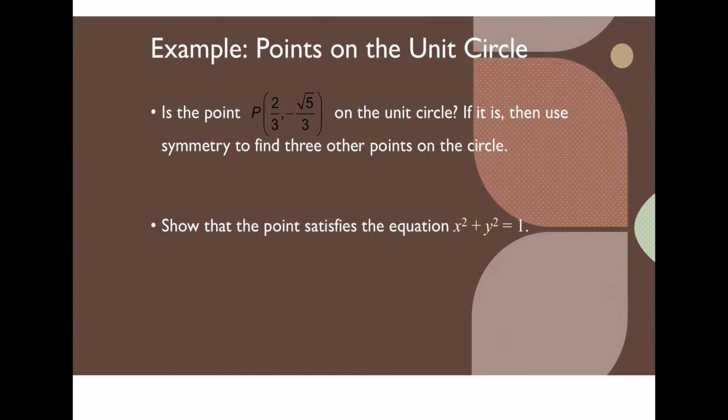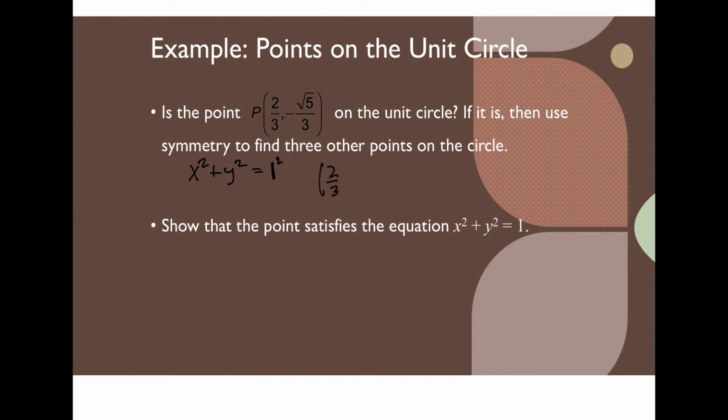Okay, so here we have a problem where we're first asked, is this point on the unit circle? And if it is, use symmetry to find the 3 other points that are also on the circle that have a relationship with this. So how do we prove that it's actually on the unit circle? x squared plus y squared equal to 1 is the equation for the unit circle, where the radius is 1. 1 squared is 1, so r is 1. And if I plug in the x and the y value, if they are squared and add up to 1, then this point is on the unit circle, and hence we'll have symmetry.